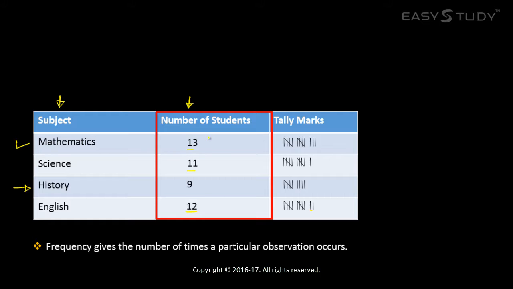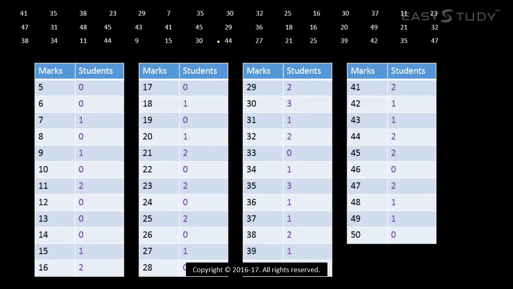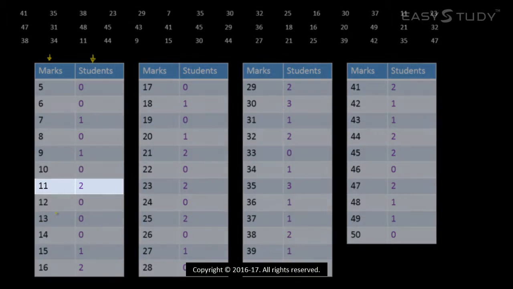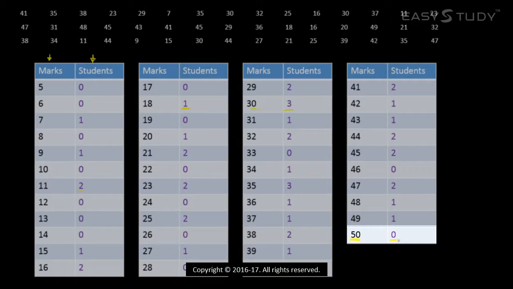These numbers represent frequency. Now, in the same classroom, the teacher conducts a mathematics exam and here we have the scores of mathematics out of 50 marks. Let's organize this data. The left column shows marks and the right column shows the number of students who have scored those marks. So here 2 students have scored 11 marks, 1 student has scored 18 marks, 3 students have scored 30 marks. Nobody has scored 50 out of 50, hence we have 0 here.